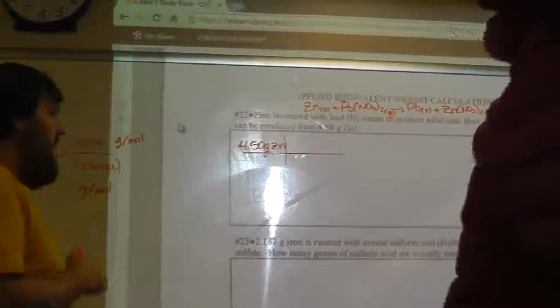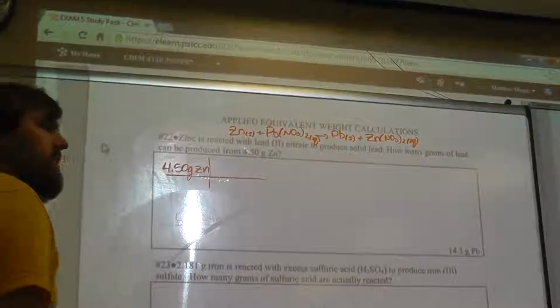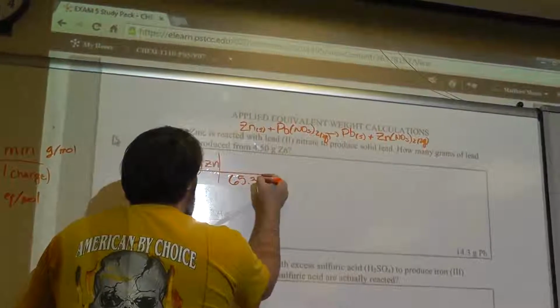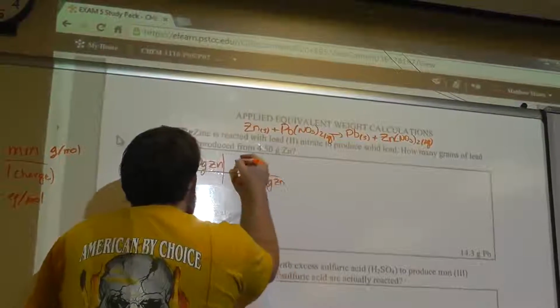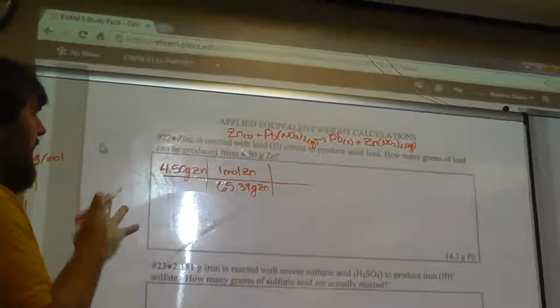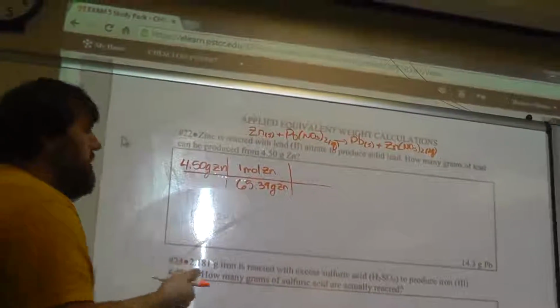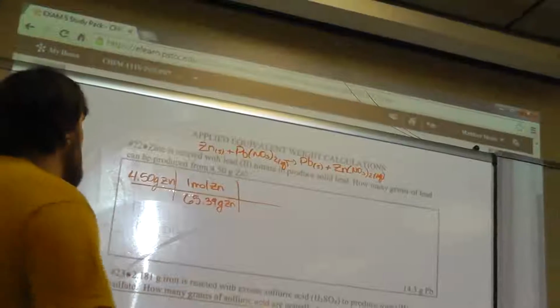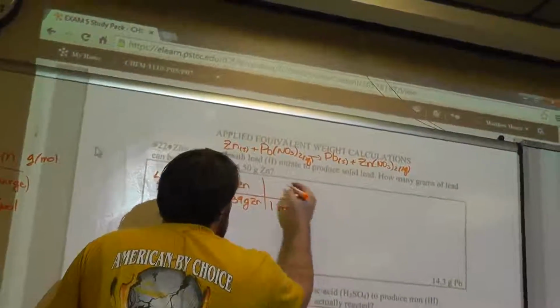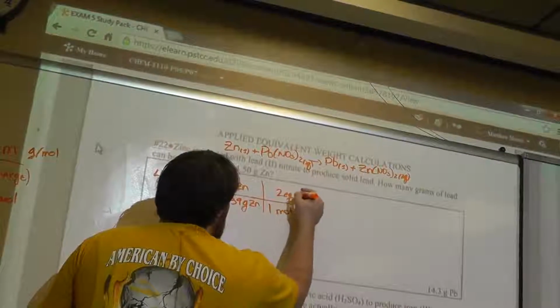And all we can get out of mass and into moles is your molar mass. So your molar mass for your zinc is 65.39. So now we want to get out of moles and into equivalents. So zinc is one of the ones that you need to remember the charge for. So for every 1 mole of zinc, the absolute value of the charge for zinc is going to be 2 equivalents.